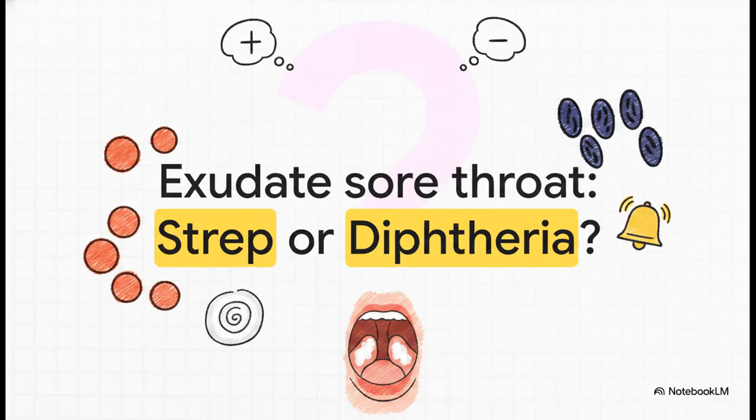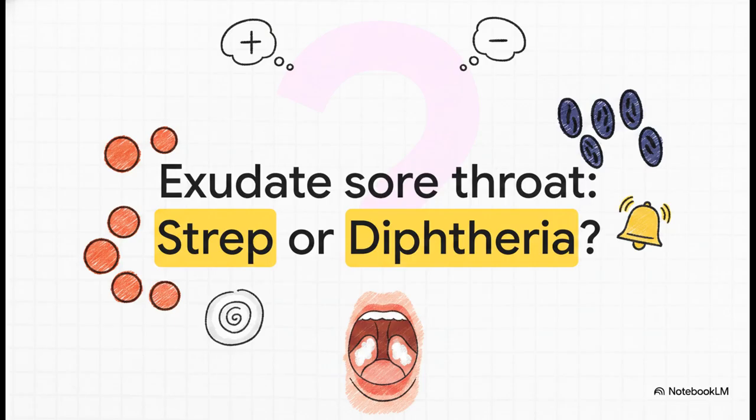Picture this. You've got a patient sitting right in front of you. They're complaining of a terrible sore throat, and when you take a look, you see a prominent exudate. Now, your mind probably jumps straight to strep throat, right? It's common, it's pretty straightforward. But a quiet little alarm bell should absolutely be ringing in the back of your head. Could this actually be diphtheria?